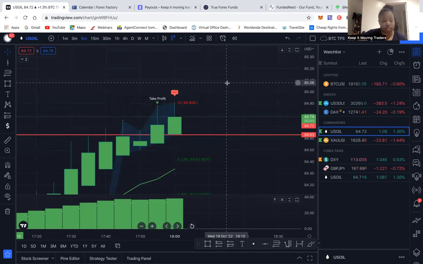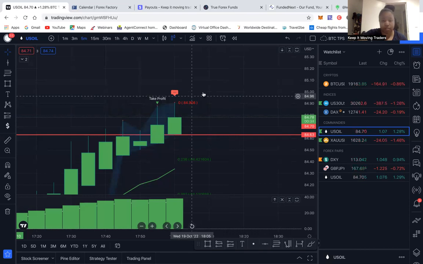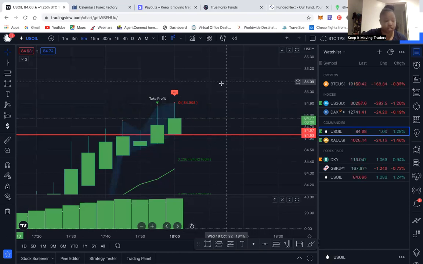43 seconds. So if you're still in the trade, guys, make sure you secure your profit, right? Because it's pulling back. So just make sure you secure your profits. All right. Boom. We have 8 seconds left.